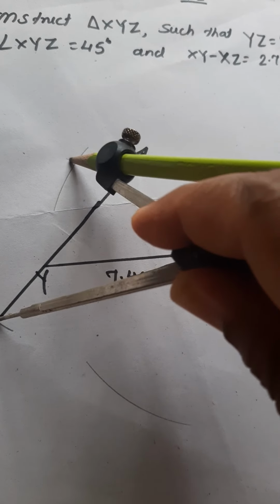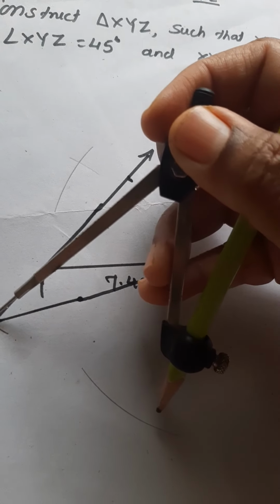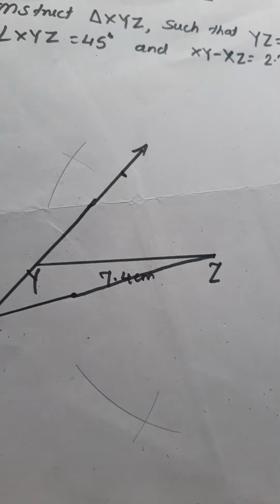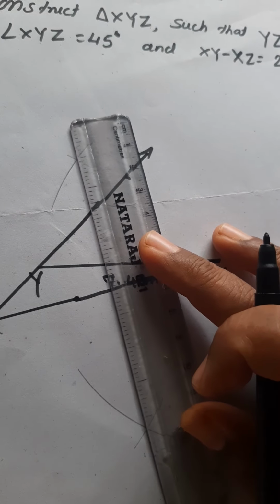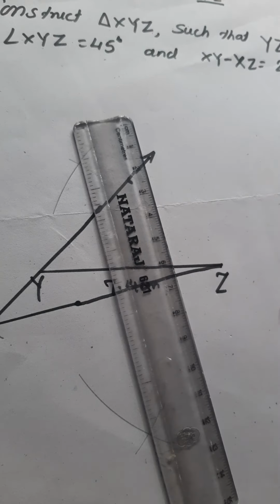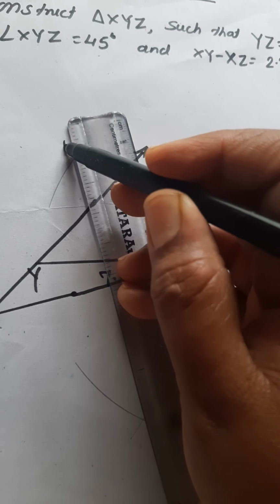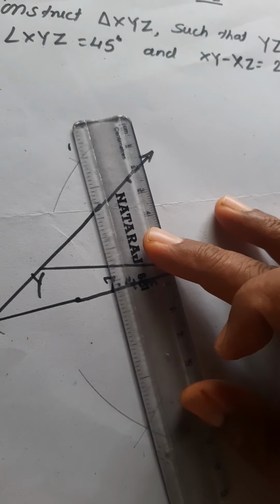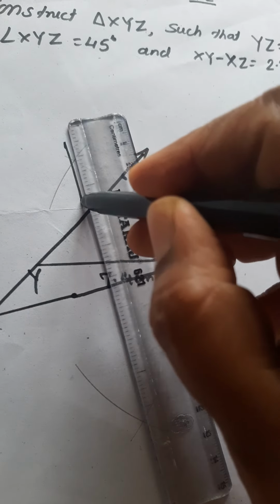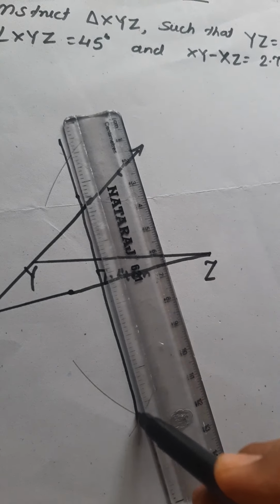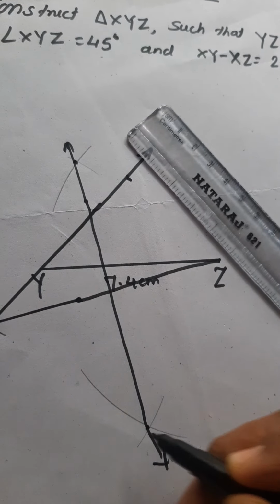similarly we have to cut these two arcs. Understand? Now we have got these two points. Now we have to draw the line from these two points. Here is one point and this is the second point.